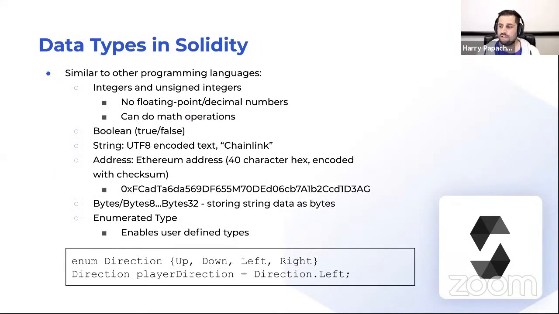So data types in Solidity are very similar to other programming languages. We've got integers and unsigned integers, Boolean, true or false. We've got strings, bytes of data, up to 32 bytes of string data, Ethereum addresses, which are 40-character hex strings encoded with a checksum. So there's an example there. And we've got what we call enumerated types, which is basically just a user-defined type. In the example there, we've called it direction. We've said it can be up, down, left, or right.